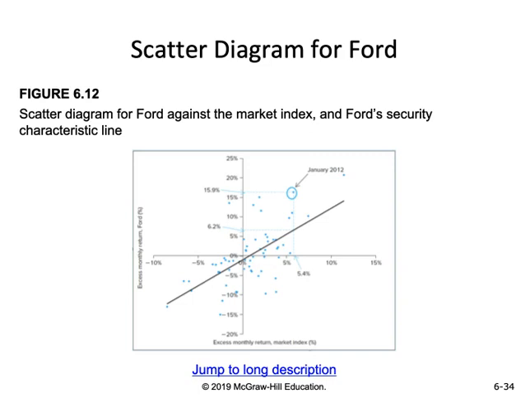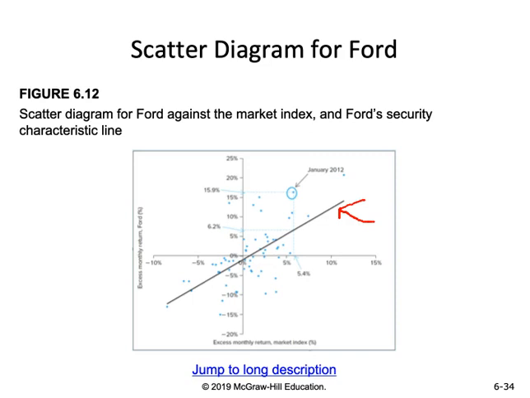Here we have the security characteristic line for Ford Motor Company, and you'll notice on the y-axis we have excess monthly returns for Ford, and on the x-axis excess monthly returns for the market index. Now both of these are excess over the risk-free asset, both of these scales. And this security characteristic line here is what's called a regression line, or a line of best fit. It best fits or best represents these data points.